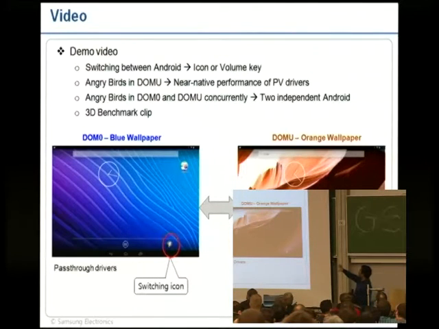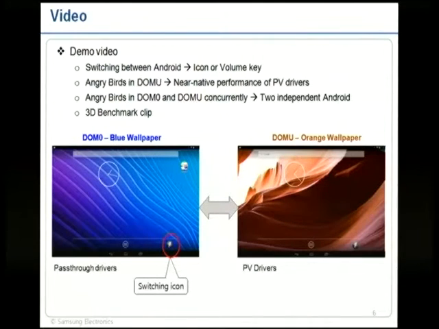Before I show the video, so that it's quite clear what you see, DOM0, the main Android, will have a blue wallpaper, and DOMU will have an orange wallpaper. We will be switching between the two domains using the icon and also using the volume button. We have annotated the video so you can clearly see. Basically, we are showing a lightweight game, Angry Birds, running in both the domains.